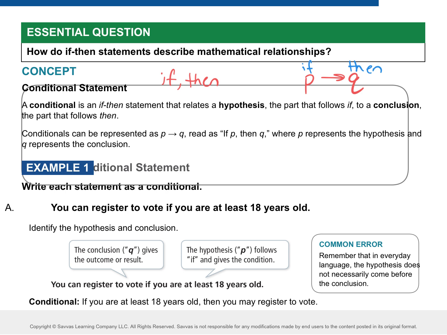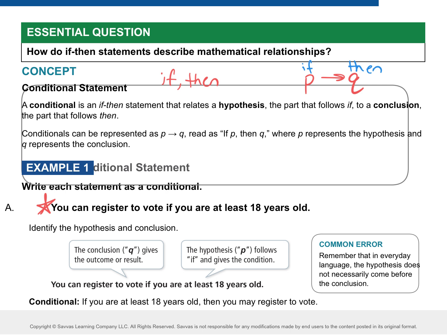So looking at this example right here, this is not in your notes yet. It says you can register to vote if you are at least 18 years old. We want to write that as a conditional statement, which means we want to write it as an if-then statement. We're not talking about truth value. We just want to rewrite it as an if-then statement. What do you notice in the sentence already? It says if, right? So if you are at least 18 years old, then you can register to vote. So that's what we're doing.